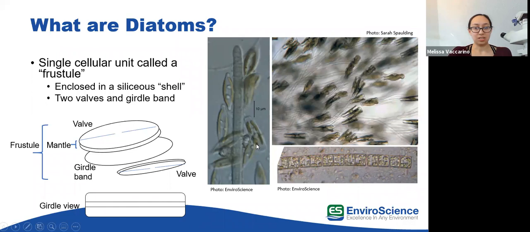So again, diatoms can be attached. Here's Sarah's photo of Didymosphenia again, showing these mucilaginous stalks. So they can attach to rocks or other plants. And diatoms can also be colony forming. And so here you see a long strand of Melosira, where each of these are frustules.